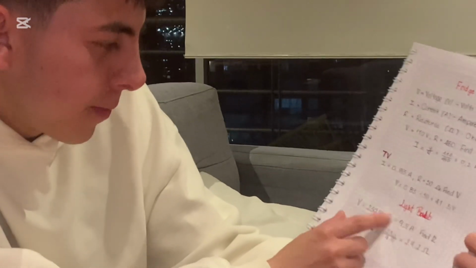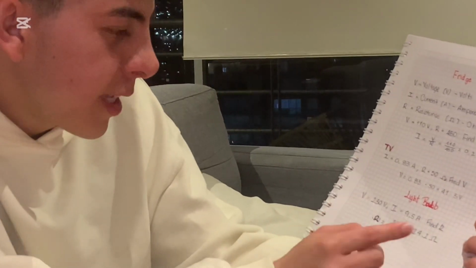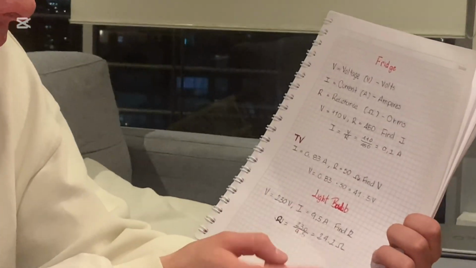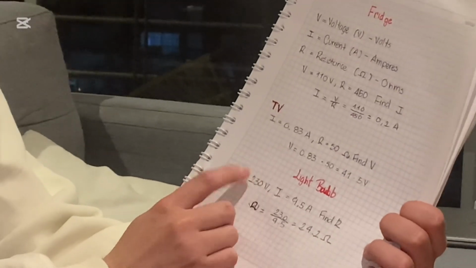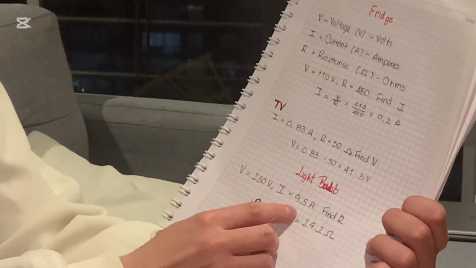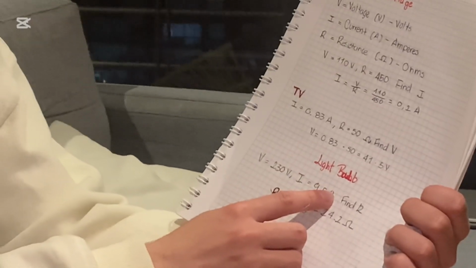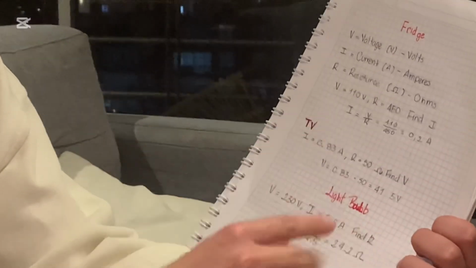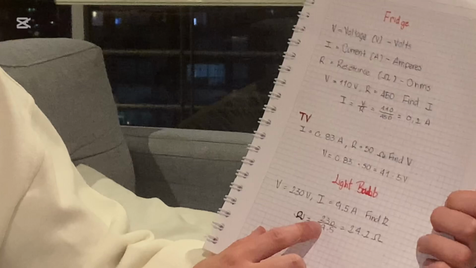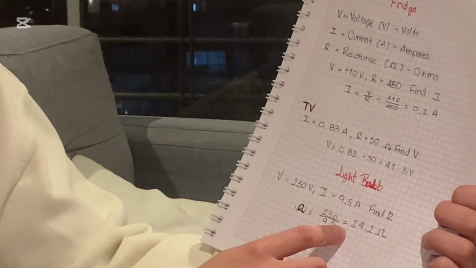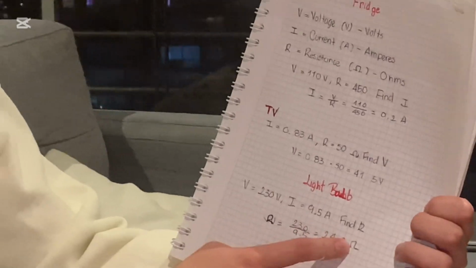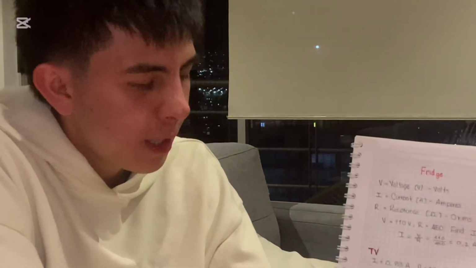Finally, lights. In this case, we're looking for R, the ohms. We have these two variables: V, that is 230 volts, and I, that is 9.5 amperes. So we have to divide 230 by 9.5, and this gives us 24.2 ohms. So this is how Ohm's law works, and in mathematics you can say it like this.